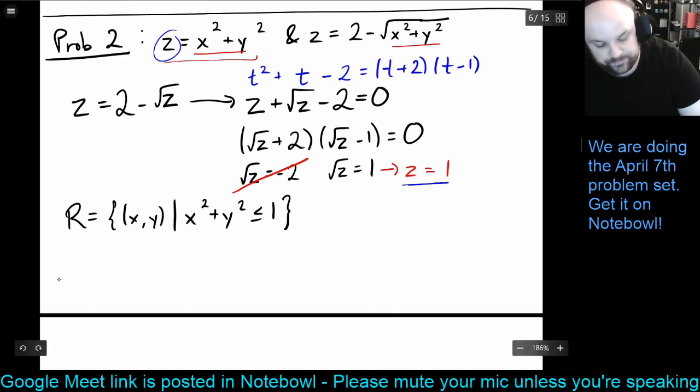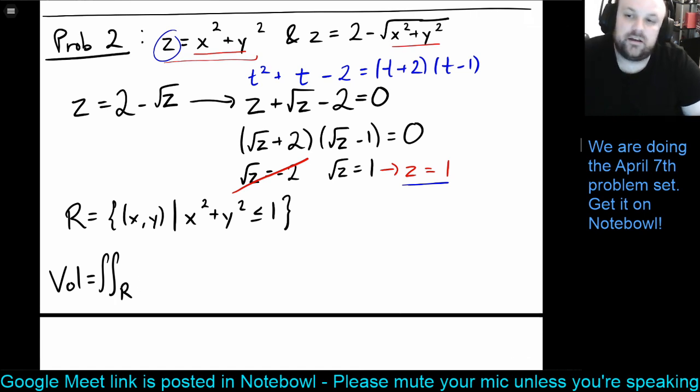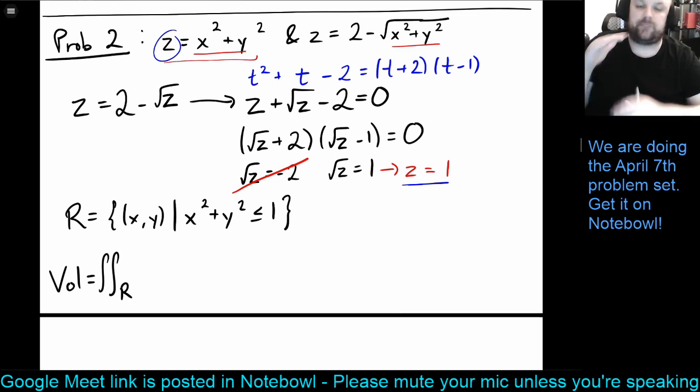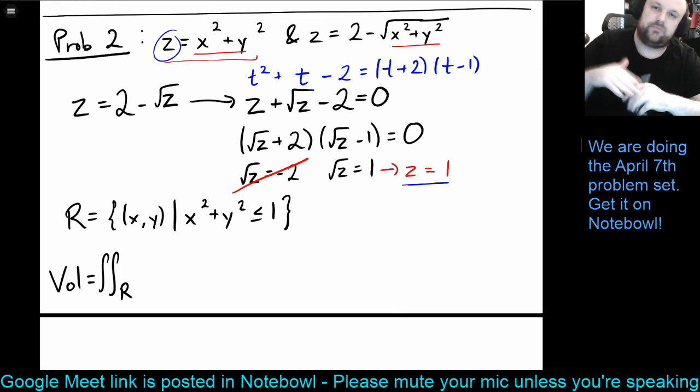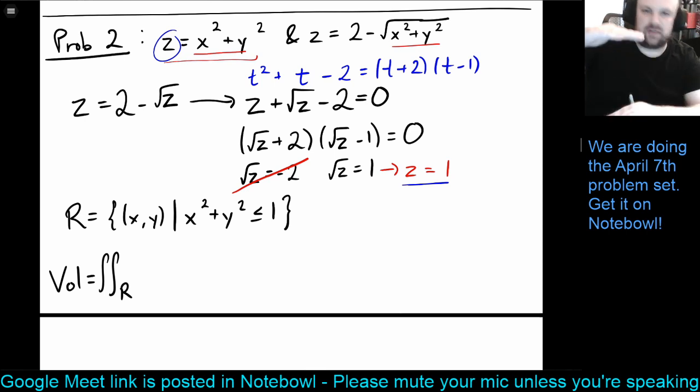Now, when we're finding the volume here, we're going to integrate over R. We want to integrate when we're finding the volume between two graphs. It's going to be just like finding the area between two functions. You take the top part and you subtract the bottom part, and that gives you the height. Top minus bottom is height.